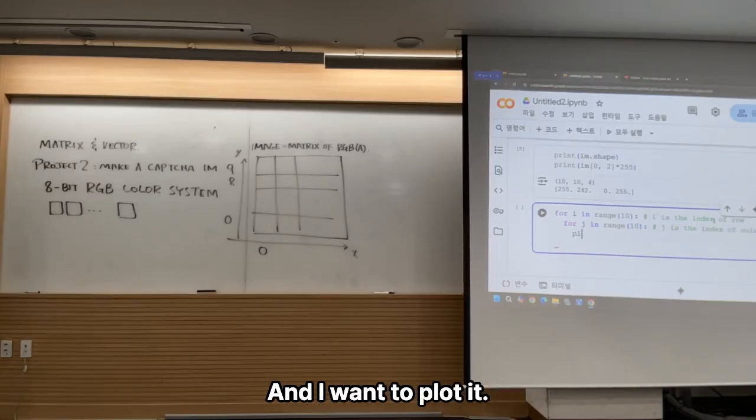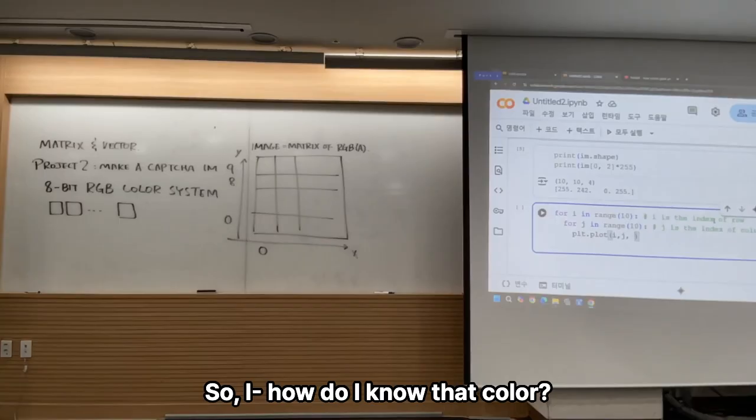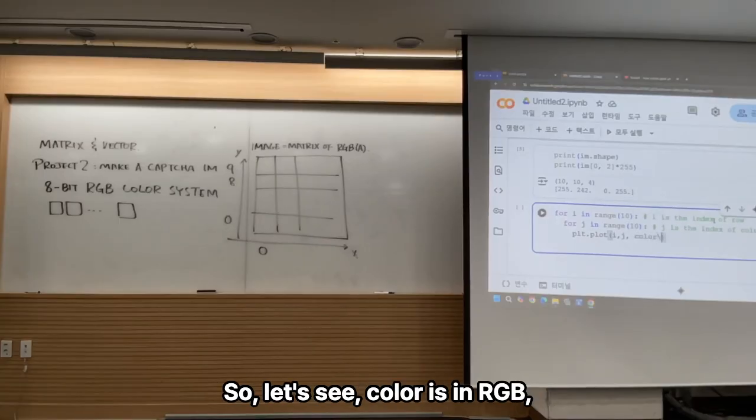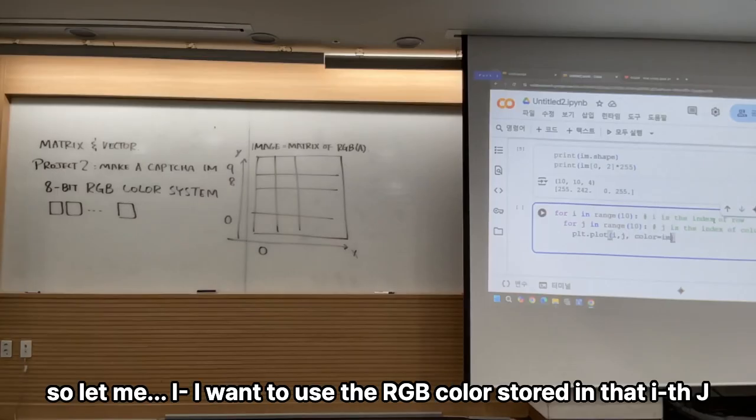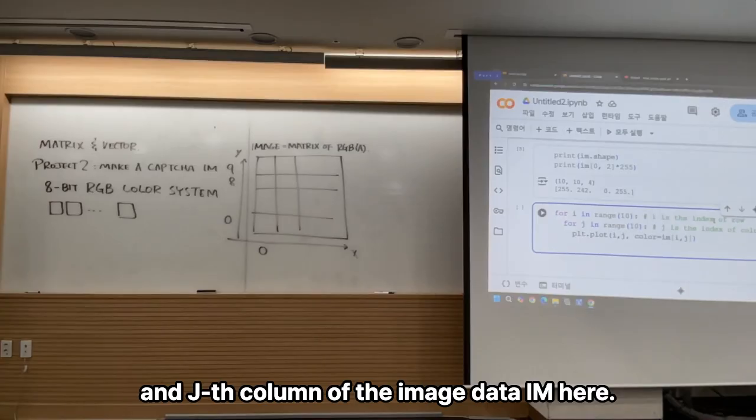And I want to plot I comma J with the color. So how do I know that color? Let's say color is in RGB. So I want to use the RGB color stored in that ith row and jth column of the image data IM here.